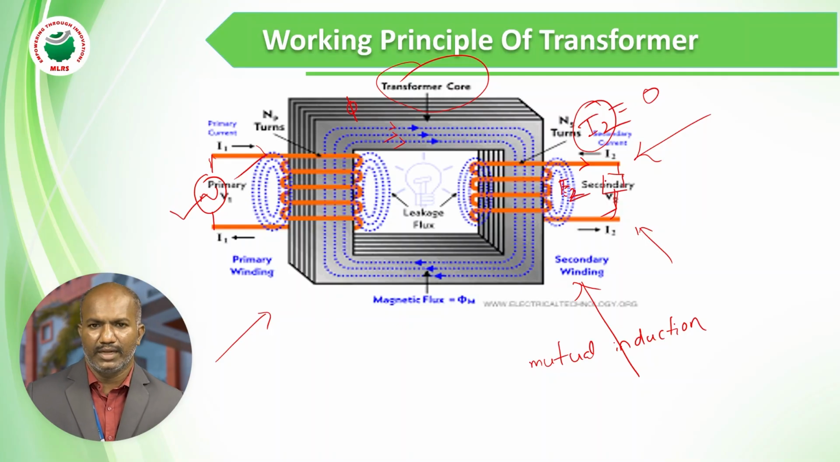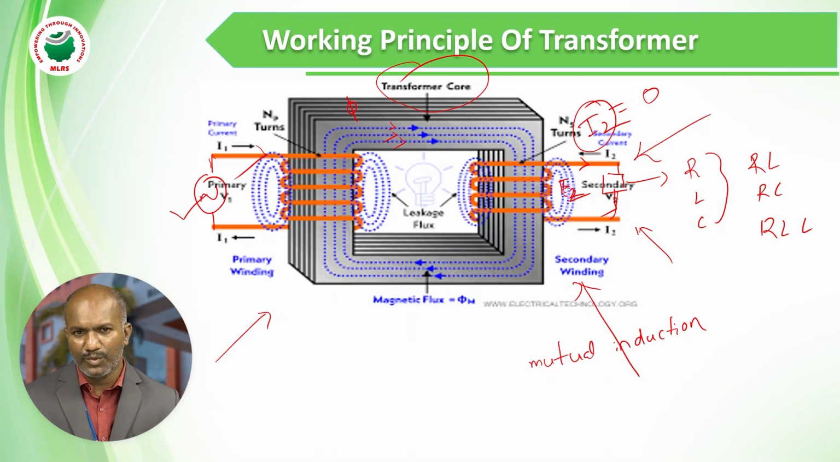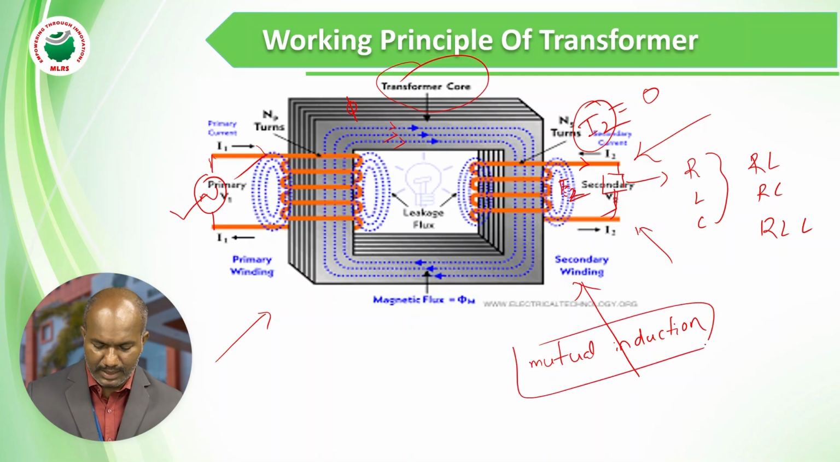Whenever the secondary winding is connected to load, it may be resistive load, inductive load, capacitive load, or a combination of RL, RC or RLC, whatever it may be, because of induced EMF some current is flowing through the secondary winding. So that load receives some energy. Flow of current is nothing but flow of energy. So here energy is given to the primary winding, but we are getting energy in the secondary winding. That is the mutual induction principle. So the working principle of transformer is the mutual induction principle.